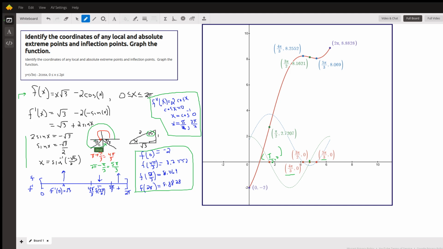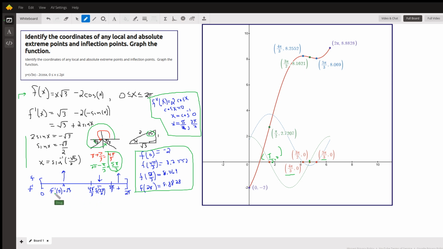So we want to go pi over 3 past pi. That gives us 4 pi over 3. Or we do this red angle, which is 2 pi take away pi over 3, which is 5 pi over 3. Those are the critical numbers where the first derivative equals 0. There are no places where the first derivative is undefined.